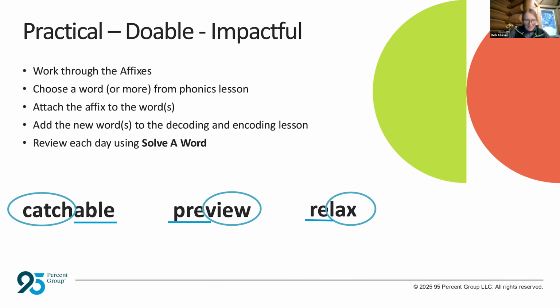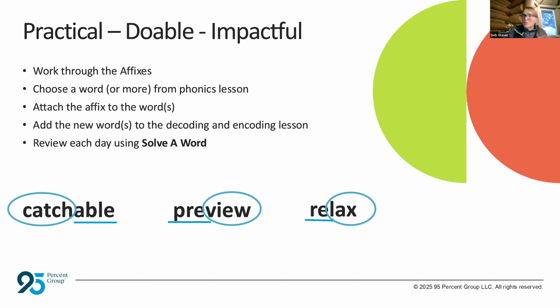All right, so we promised you practical, doable, and impactful. Here are some ideas. Work through the affixes, that list that I showed you. Choose a word or more from a phonics lesson. Get started slowly and add the affix to that word that you choose. Make sure it's going to make a real word. Add the new words to your decoding lesson and your encoding lesson, and review every day using solve a word. If you are teaching TCH at the end for that ch sound following a short vowel, catch, why not add able? And then catchable would be the word.